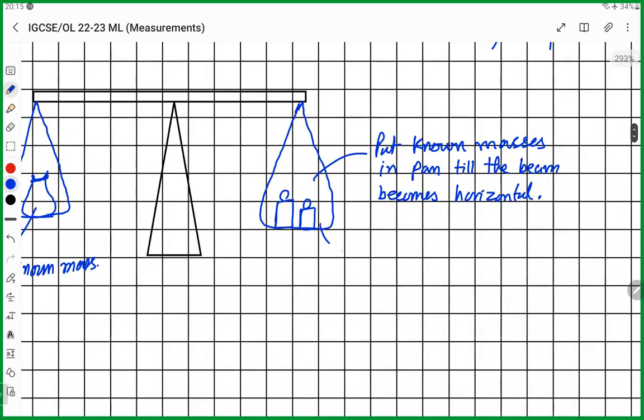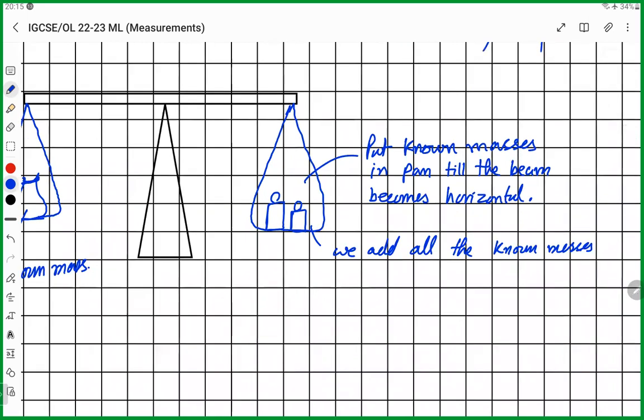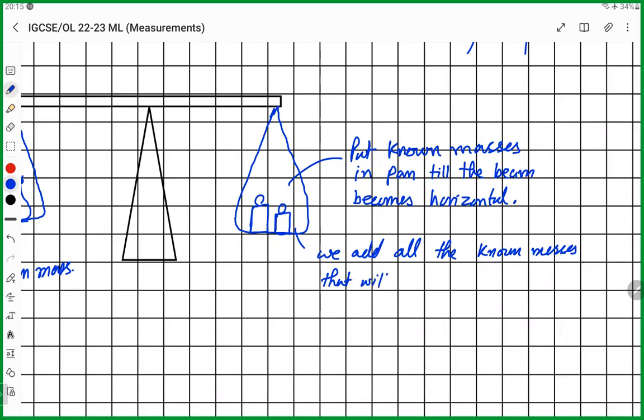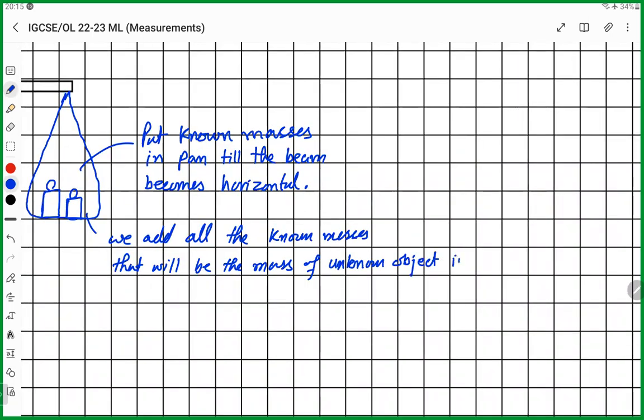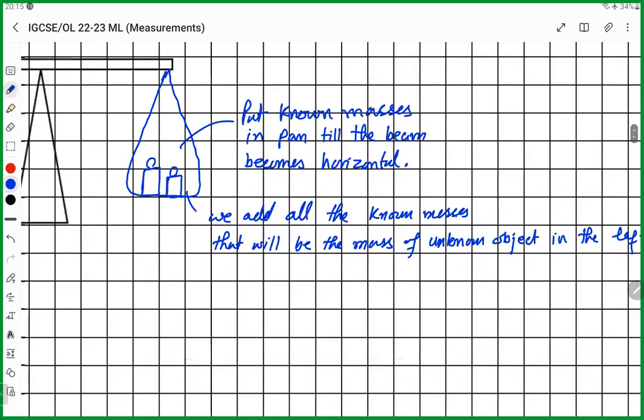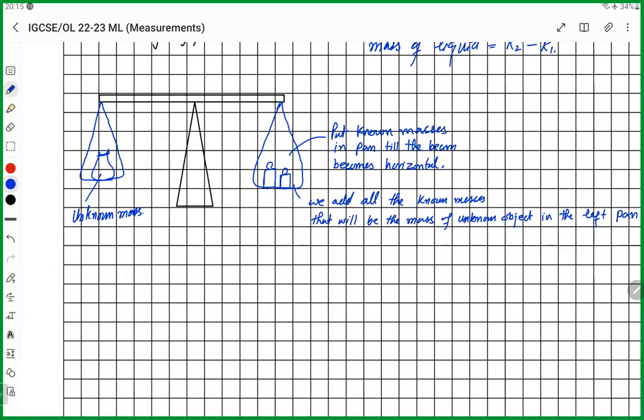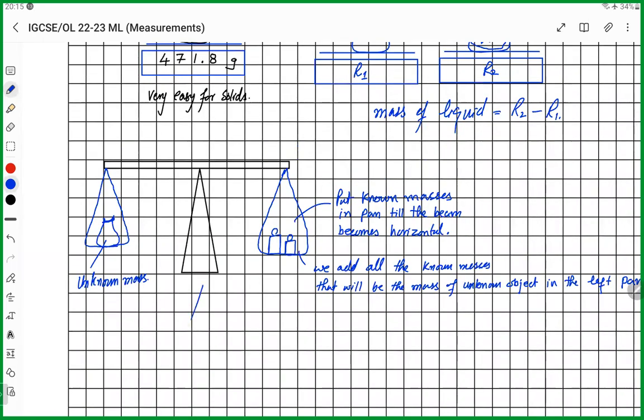Then we add all the known masses, and that will be the mass of the unknown object in the left pan. Okay, so this is how we can find out mass using a beam balance. This is a beam balance.